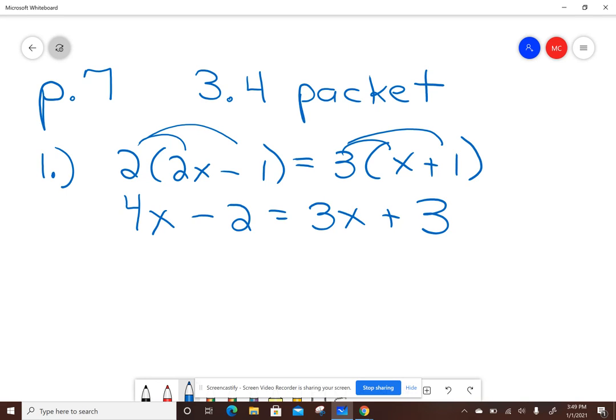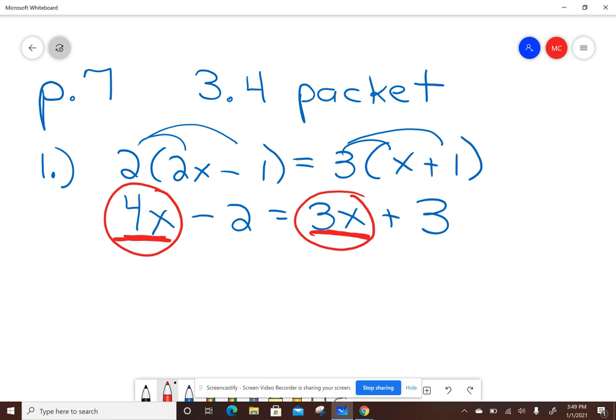But now I say, wow, this is different from what we've done before because I have an x on the left and I have an x on the right. And in order for me to solve this equation, I have to get both x's on the same side. So I either don't want the 3x here or I don't want the 4x here. And in math, when you don't want something, you want to take it away, you subtract.